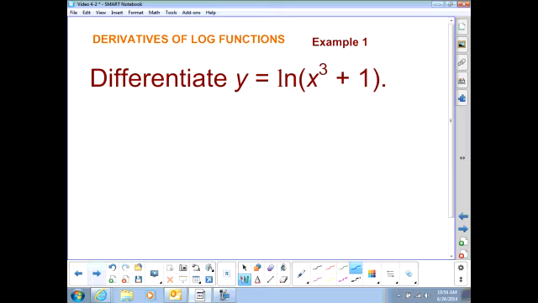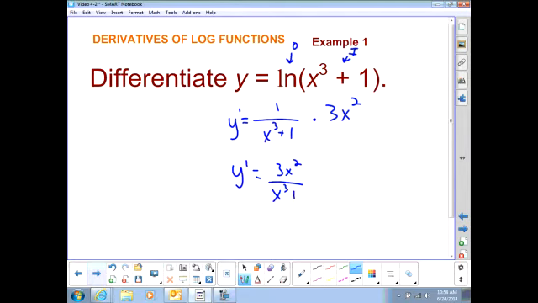So, we know if it's just natural log of x, we'll get 1 over x. Well, we've got something other than x, so this is a chain rule. Here's our outside, here's our inside. So we'll just do our rule with our outside function, keeping the inside the same. So that means when we had 1 over x, we'll now have 1 over x cubed plus 1 times, because it's chain rule, derivative of the inside. So that's just 3x squared. If we neaten that up, notice we get y prime equals 3x squared over x cubed plus 1.